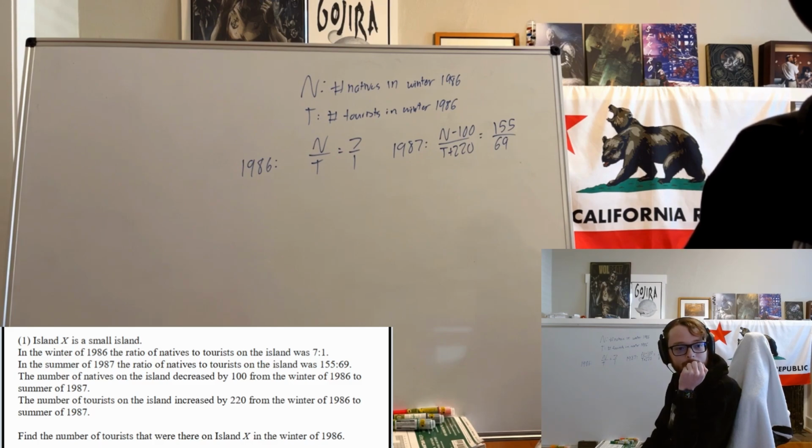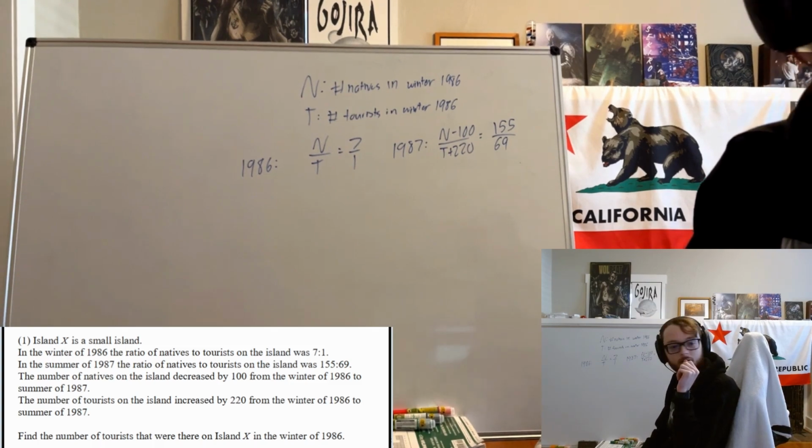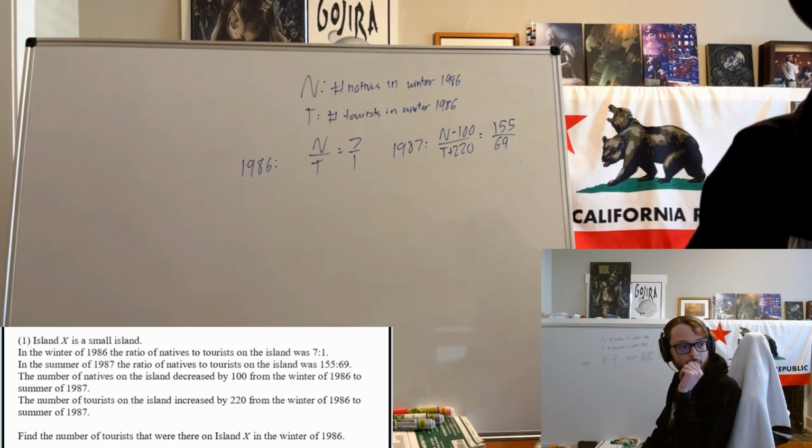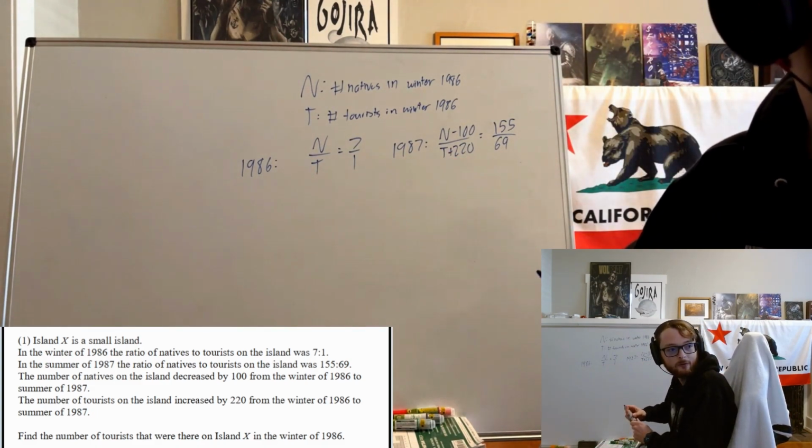And now we have two equations and two unknowns, so we can just solve this. We want to eventually solve for T here, the number of tourists. How comfortable do you feel solving systems of equations like this? Basically we use these two equations at the same time to figure out what N and T are. I can go through, but I don't want to zoom ahead without you understanding.